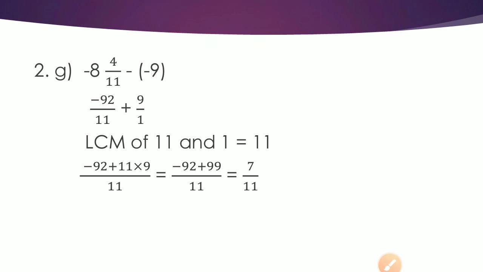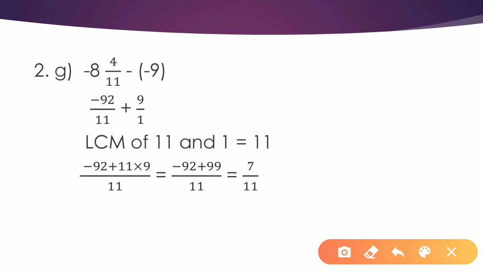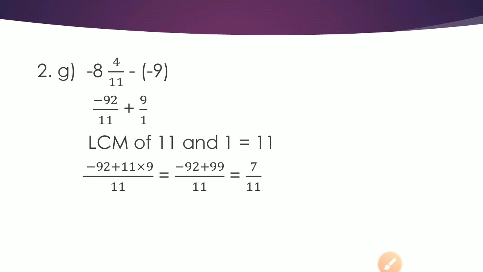Next question is given: minus 8 whole 4 by 11 minus, then in bracket minus 9. First of all, convert this mixed fraction into a simple fraction. 8 into 11 gives you 88, then plus 4, 92. The minus sign will be as it is, minus 92 by 11.